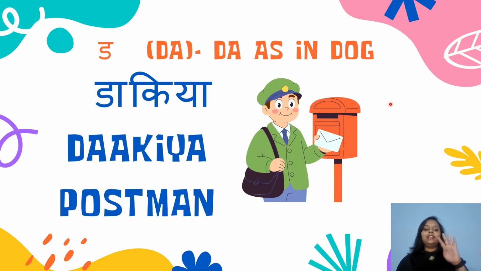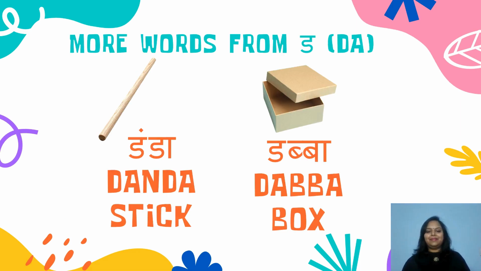The third consonant that we are going to learn today is da. Da as in dog. The word starting from da is dakiya. As you can see here, the postman in Hindi is called dakiya. The next words from da are danda and dabba. The danda in English is called stick, and the dabba in English is called box.